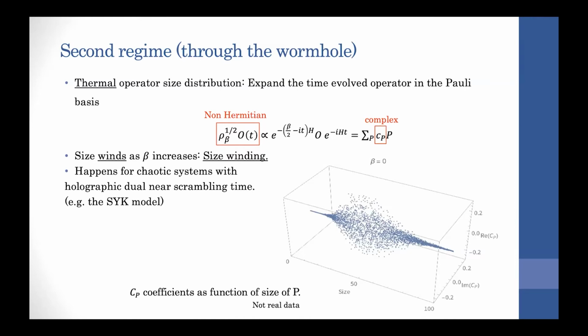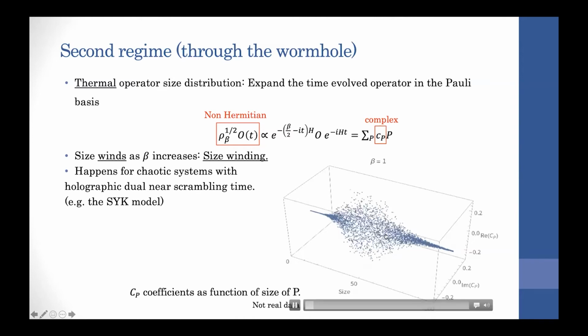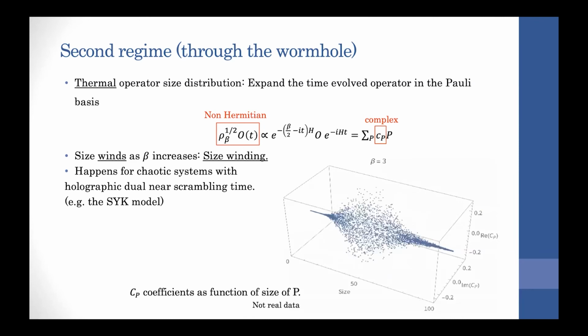And something that you can compute and see, for example, based on the calculation of Xiaolang and Alex Streicher, you can just analytically continue their calculations and see the following phenomenon: in the large q SYK model, the size distribution, as you increase beta, kind of winds. So it obtains a phase linear in size. So this is the imaginary part. This is the real part.